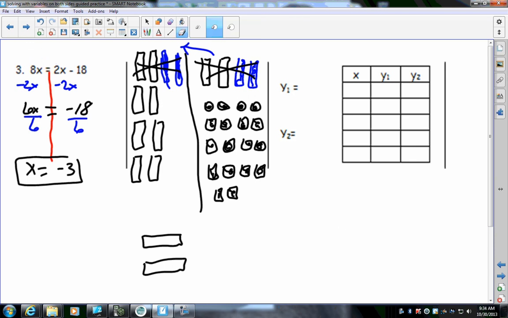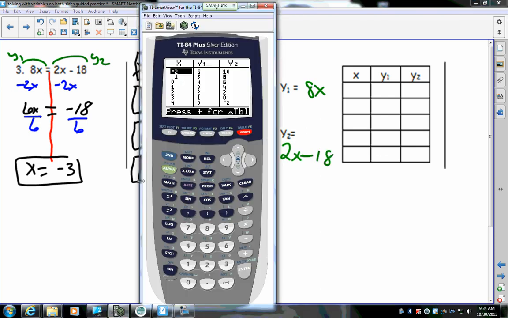So now we're going to put the left-hand side into y1, right-hand side into y2. So I have 8x, 2x minus, whoopsie daisy, minus 18. So let's get the calculator. Y equals, everybody should be doing this. You have to be able to press the buttons. You can't just watch me do it the whole time. 8x, and I have 2x minus 18.